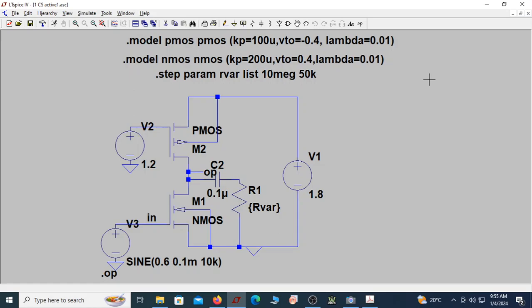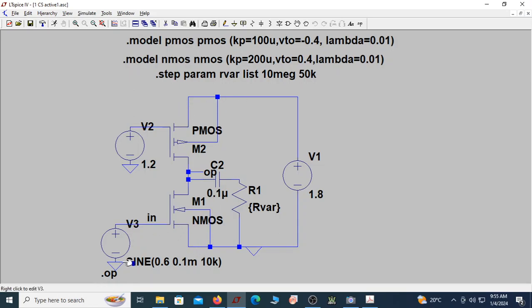So in this video we will see the active load CS amplifiers. We will simulate these active load CS amplifiers with different load conditions, and we will also verify the voltage gain of the amplifier and its input and output impedances. Let us consider this circuit.